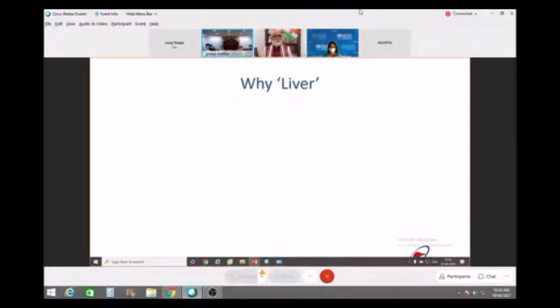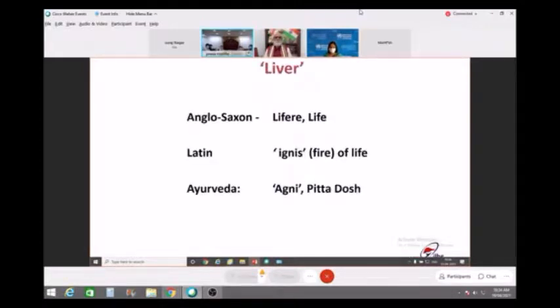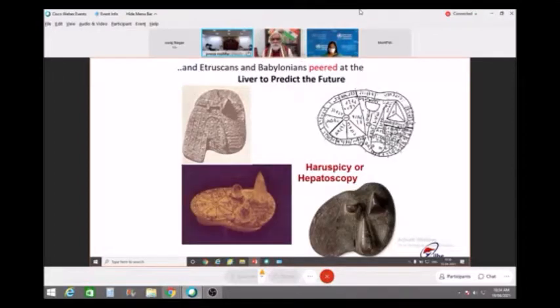Next. Why liver today in all this and the pandemic of COVID? Liver means life. Liver in Latin meant ignis, or fire of life. In Ayurveda, it is your Pitta dosha or Agni. Next. The Babylonians and Etruscans all revered the liver. This is a liver from 2000 years before Christ. You look at it and you can tell what is going to be the future.